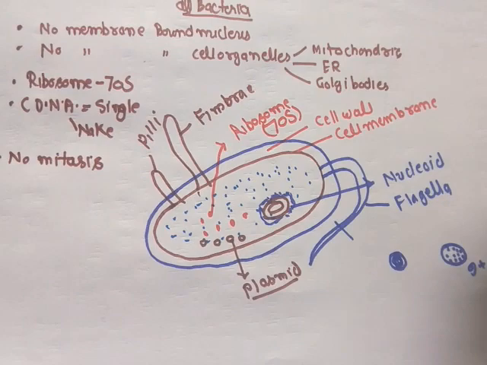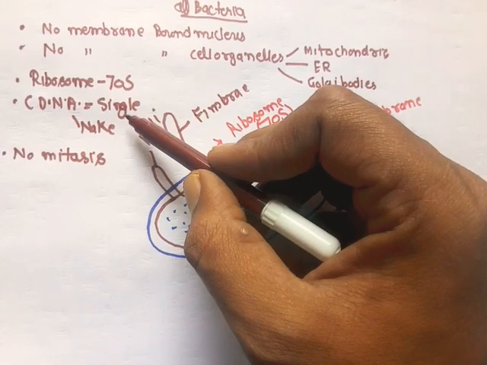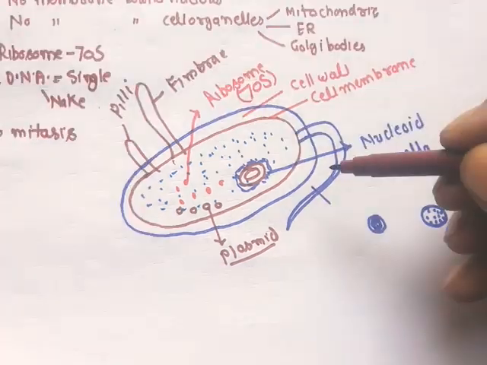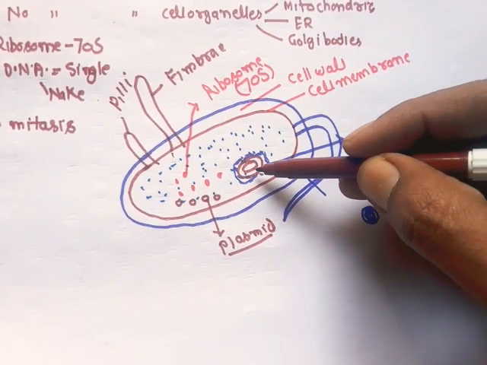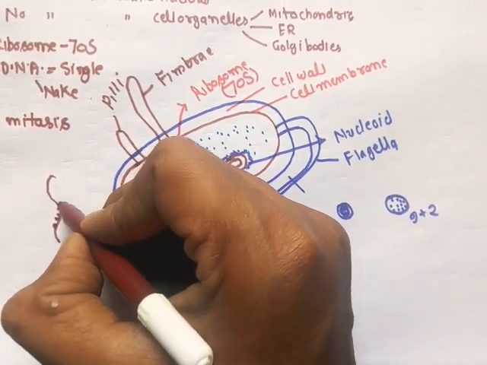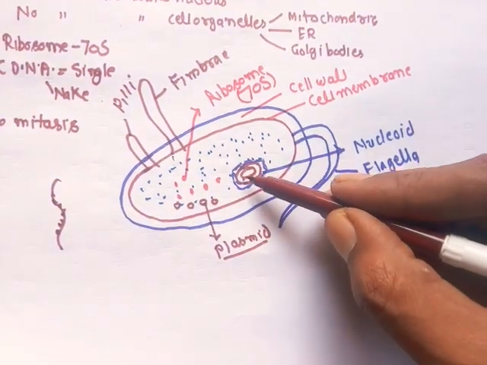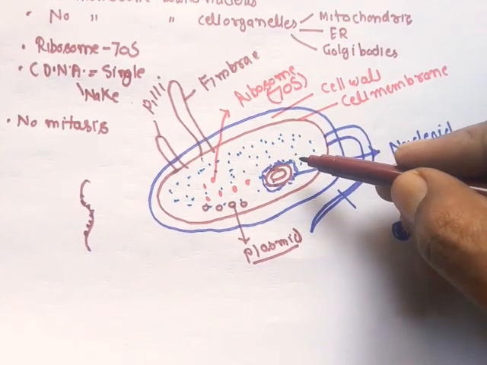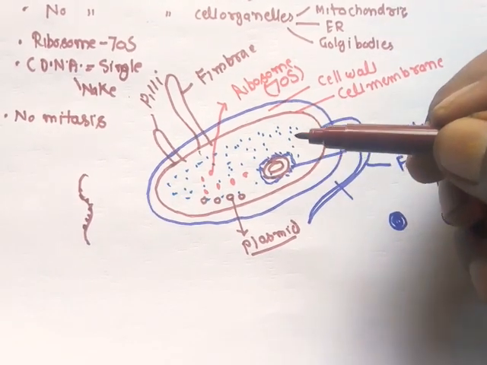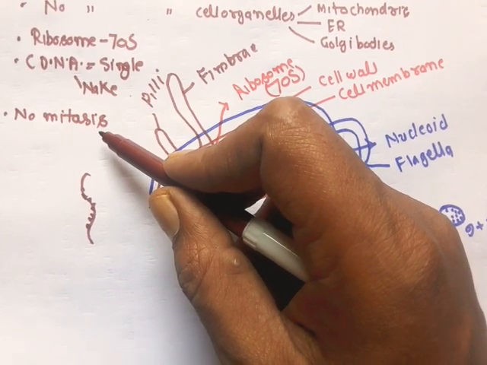Some other features of the prokaryotic cell: prokaryotic cells have ribosomes of the 70S type. They have a single chromosome in the form of a circular DNA molecule, and this DNA molecule is naked. In the diagram you can see there is no protein associated with the DNA. In eukaryotic cells, the DNA is a linear molecule and is associated with proteins. So DNA is covered with proteins in eukaryotic cells, but in prokaryotic cells the DNA is circular and naked. Prokaryotic cells produce new daughter cells only by binary fission, or sometimes they show fragmentation and budding, but they never show the normal procedure of cell division, that is mitosis or meiosis.